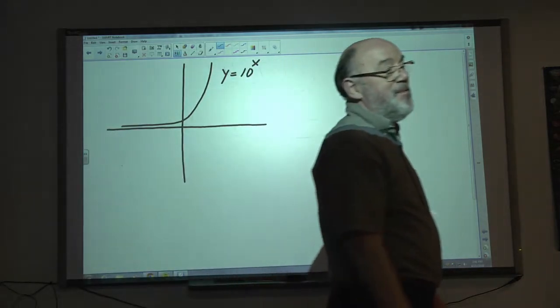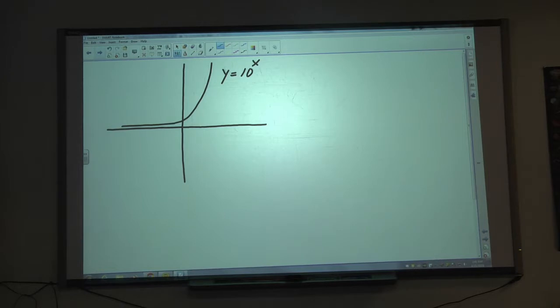Exponential graph, right? Y equals 10 to the x, right? After all, it never will be 0, right? Because remember the rule about exponents, a negative exponent means 1 over that thing with a positive exponent, right? And 1 divided by whatever number, no matter how big it is, will never actually be 0, right? So that's your exponential graph, okay?